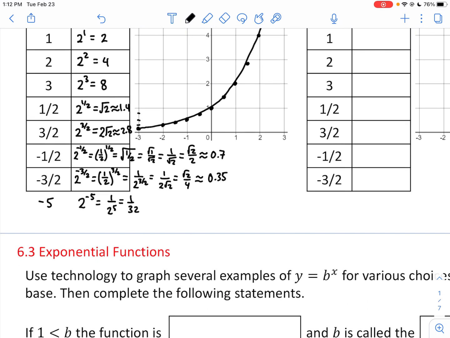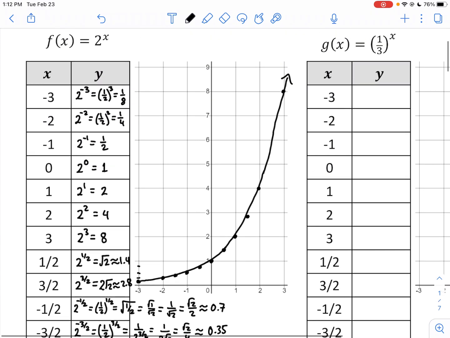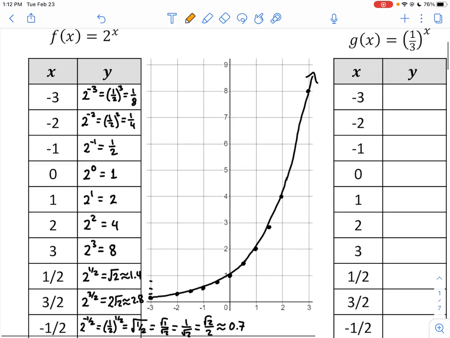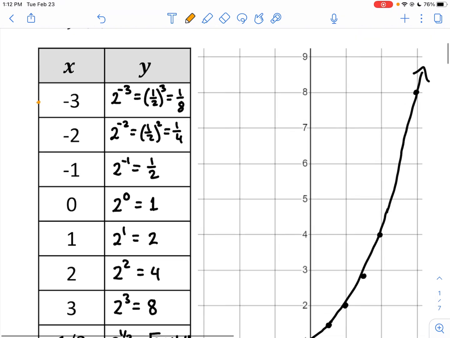In fact, you might have noticed a pattern here. Every time that the x-coordinate increases by 1, notice what the y-coordinate does. So x increased by 1. So from -3 to -2, we added 1. Keep that pattern up. Just keep adding the same amount. Notice what the y-coordinates are doing. To go from 1/8 to 1/4, we actually multiplied by 2. We doubled. To go from 1/4 to 1/2, again, we doubled. To go from 1/2 to 1, we doubled.